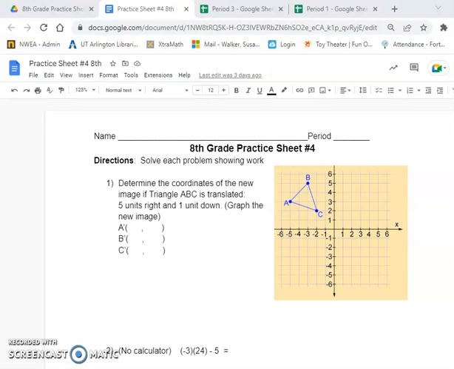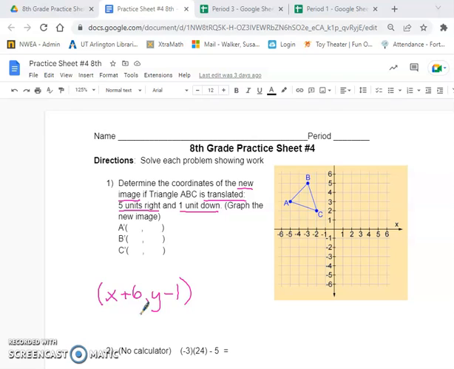So number 1 says determine the coordinates of the new image if triangle A is translated 5 units right and 1 unit down. So just so you know, when we're doing this in algebraic or coordinate notation, if I'm moving right, that means the x value is changing by 5 to the right, which means it's plus. And the y value, which is up and down, since it's down, it's minus 1. So this is the algebraic notation. I like to call it coordinate notation, which is probably incorrect, but it makes sense to me for this translation.